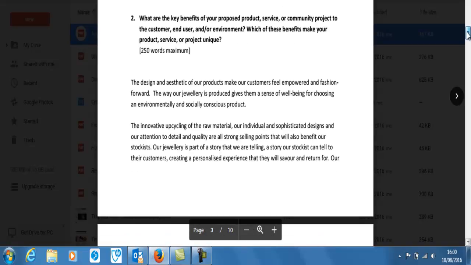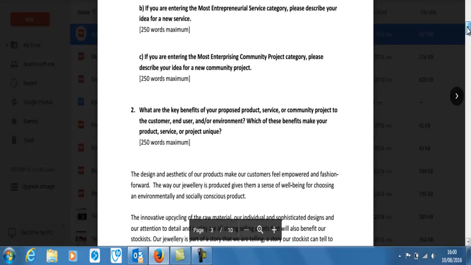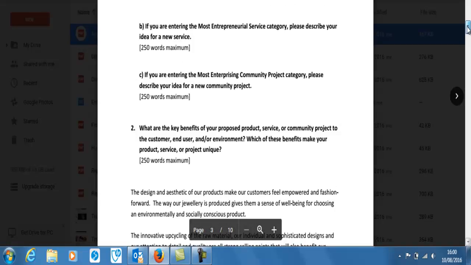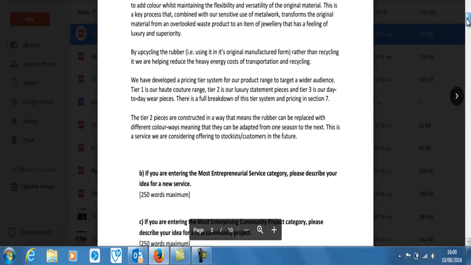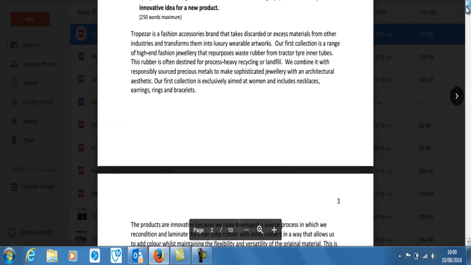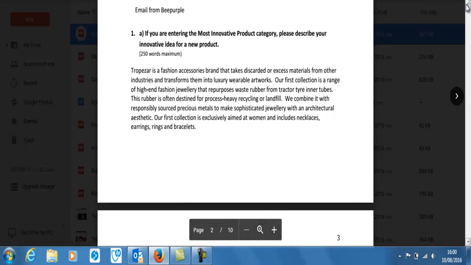So this is actually one of the applications from last year that ended up winning. So this is a particularly strong one. So just run through this. You can see the first question is, if you're entering the most innovative product category, please describe your innovative idea for a new product.